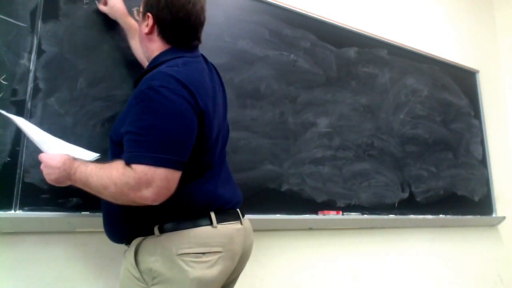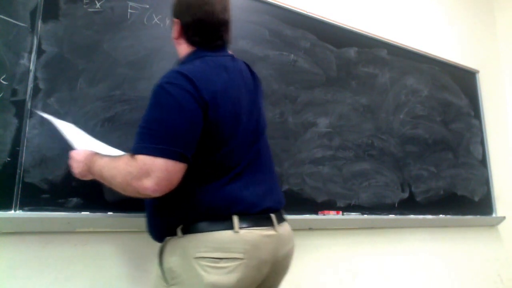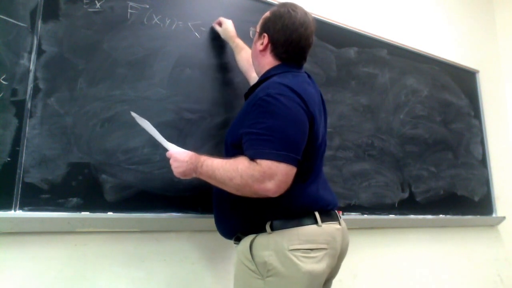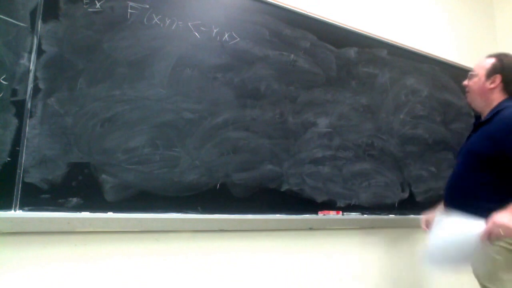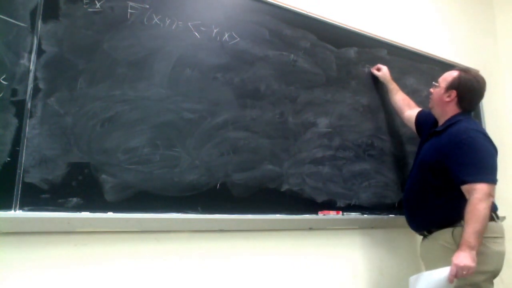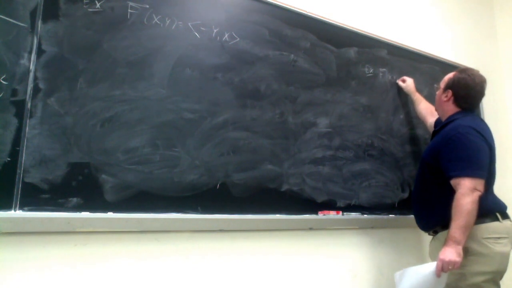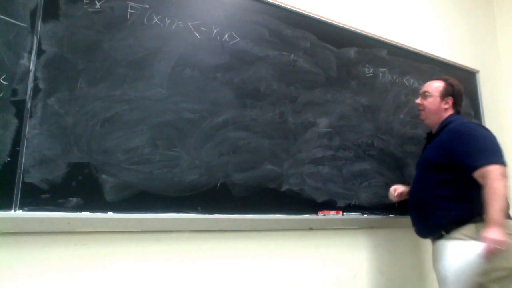So first example, I will let F of x, y, so a 2-dimensional vector field, equal minus y and x. And then for my second example, almost exactly the same, just plus y and x.